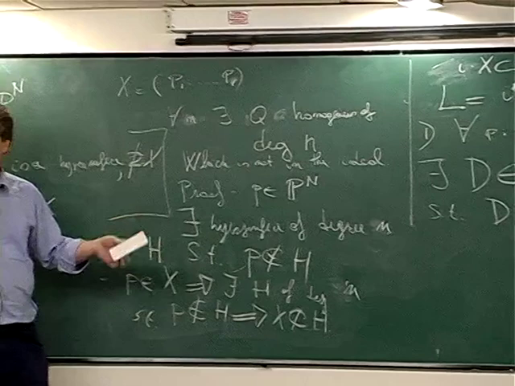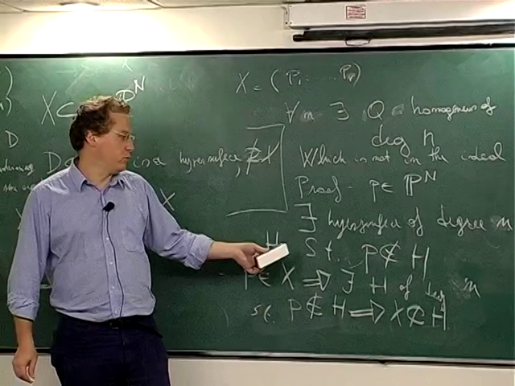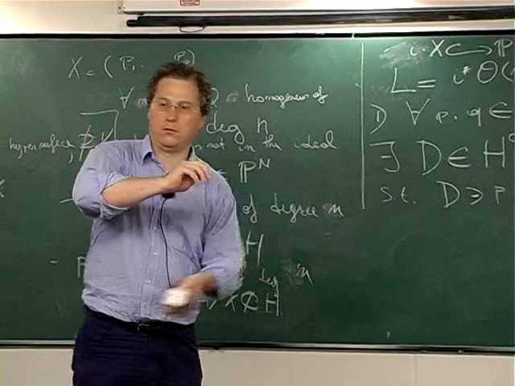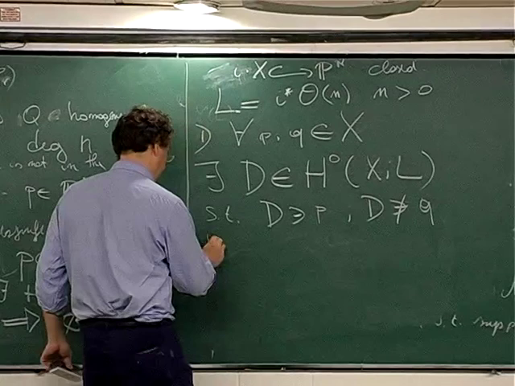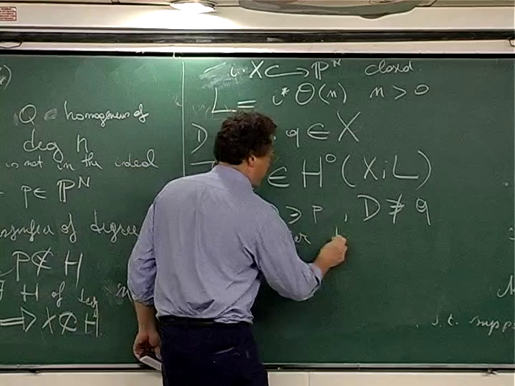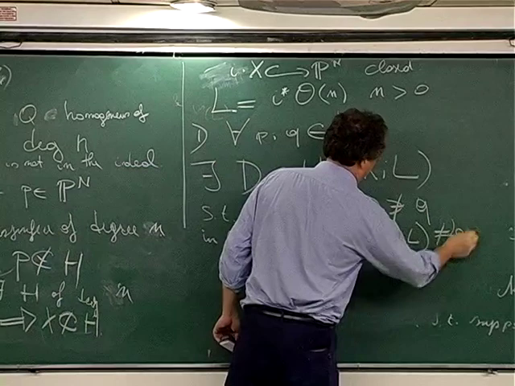It's sufficient to remark that given two points in Pn, there exists a hypersurface which contains the first and does not contain the second. You just write the equation. And in particular, H0(X, L) is not zero. Okay?